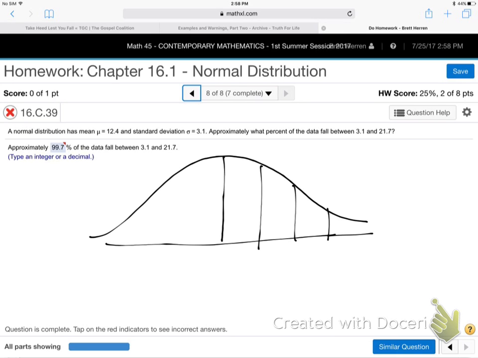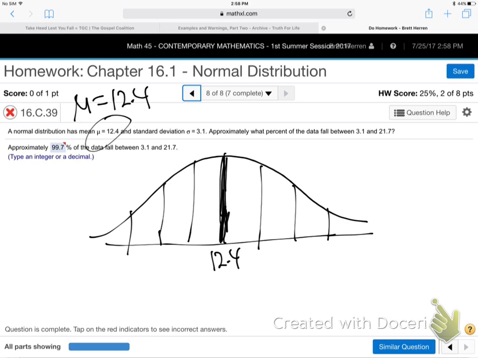So draw the bell curve. 1, 2, 3 jumps to the right of the middle. 1, 2, 3 jumps to the left of the middle. And the middle. Now, what do I know about the middle? Yeah, they told me the middle: 12.4. Can you all read that? 12.4 is the middle. And the sigma, that's the standard deviation. That's the jump from line to line. So the jump from line to line is 3.1.